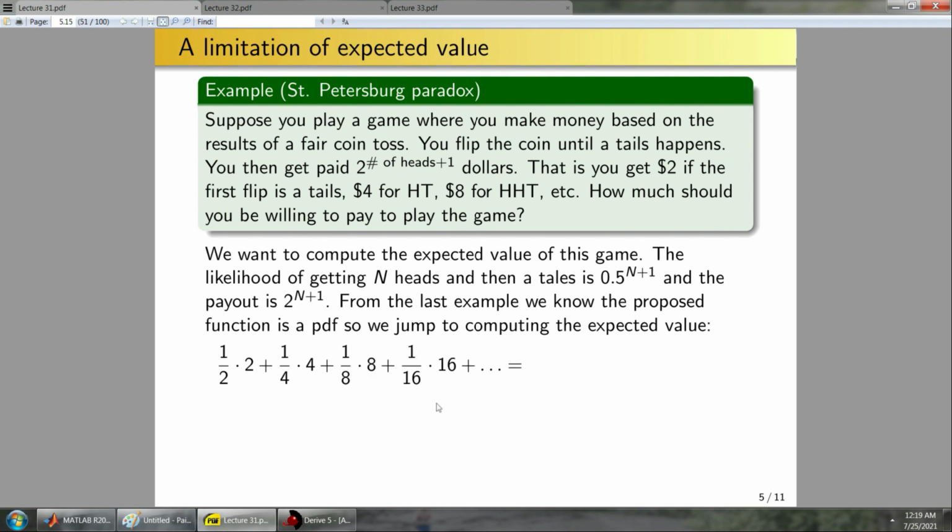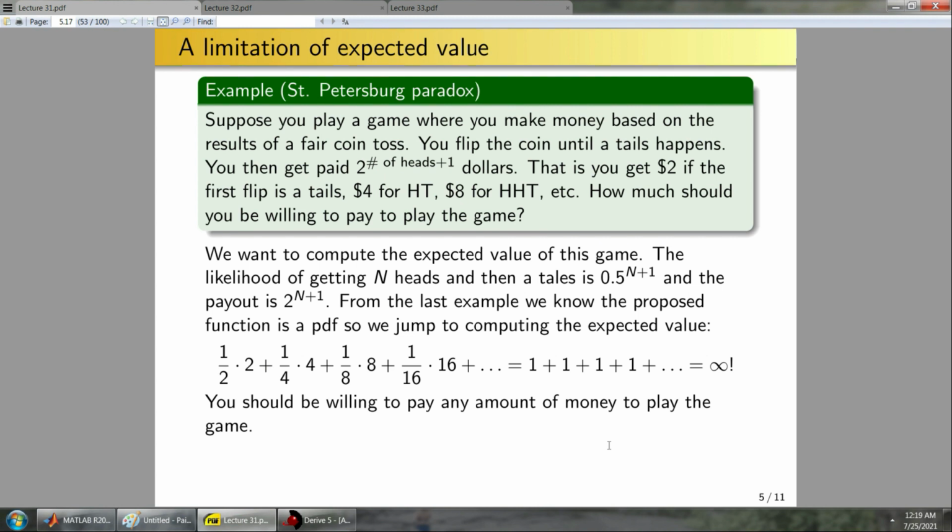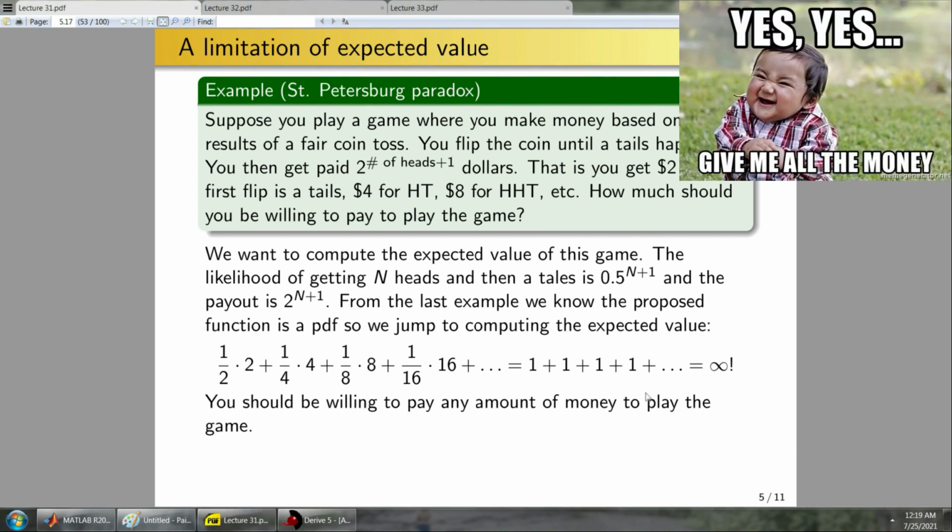So now I can do some algebra to simplify this. 1/2 times 2 is just 1. 1/4 times 4 is just 1. 1/8 times 8 is just 1. If I add all this up, I get infinity. So based off this analysis of the expected value, we should be willing to pay any amount of money to play this game, right? The expected payout is an infinite amount of money.